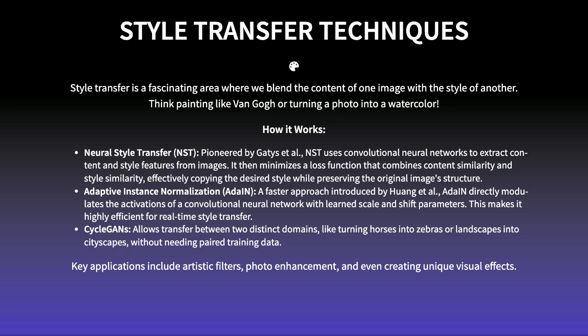Newer methods like adaptive instance normalization are much faster for real-time applications, and CycleGAN lets us transfer styles between completely different types of images. Imagine turning a photo into a painting or vice versa. It's all about blending the best of both worlds.